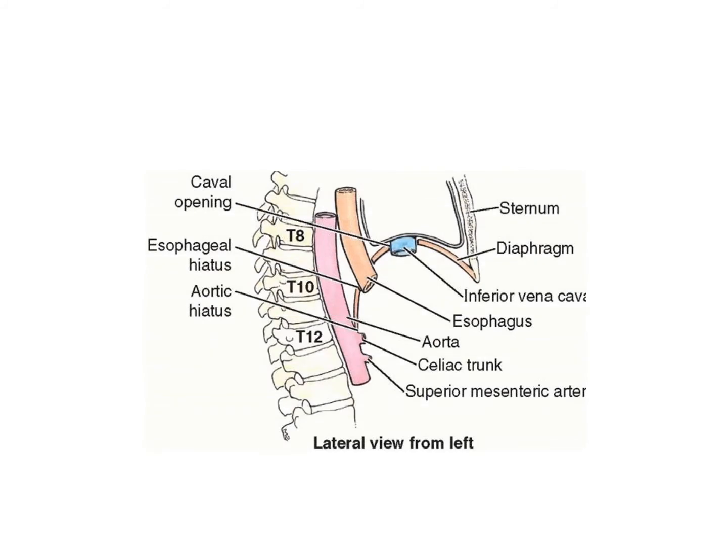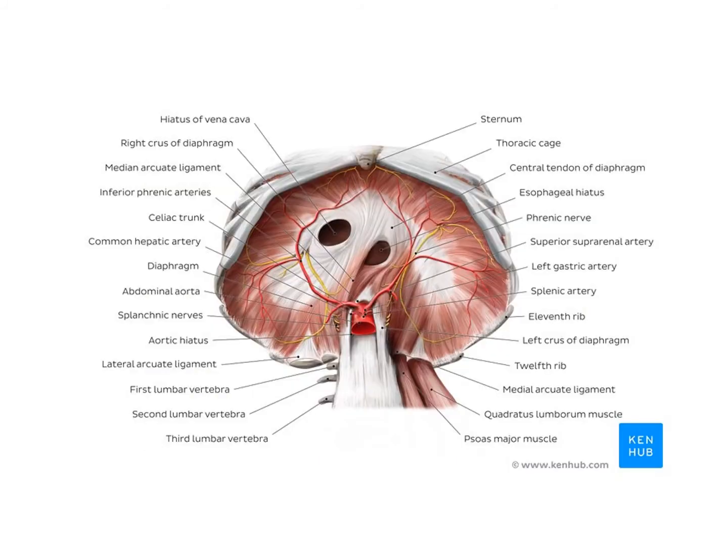Now coming to the openings in the diaphragm, we have the vena cava opening at the level of T8, then the esophageal opening at the level of T10 and the aortic opening at the level of T12. Now we will see each of the openings, the major openings and the minor openings. The major openings are the vena cava, esophageal and aortic openings.